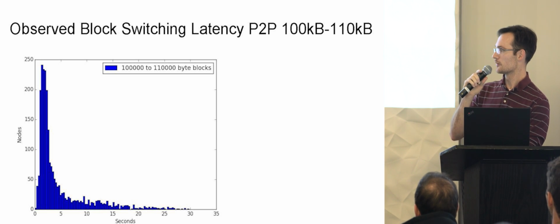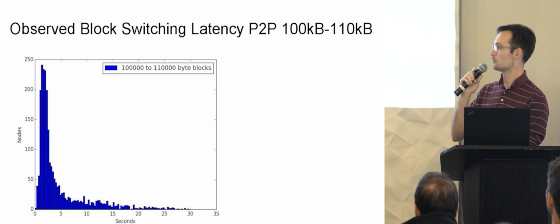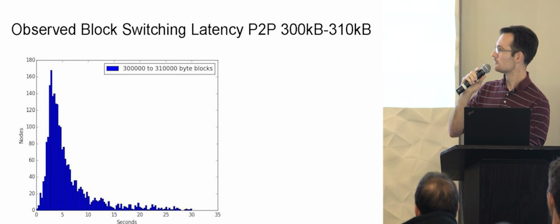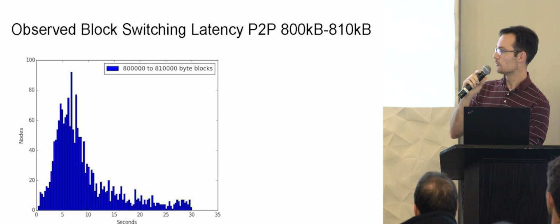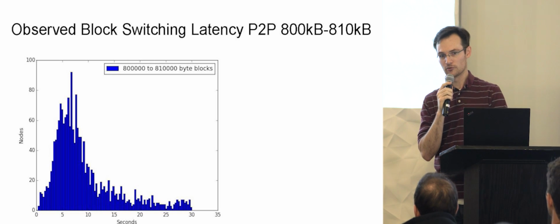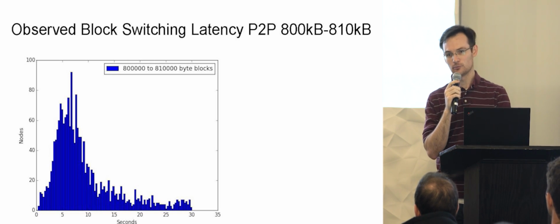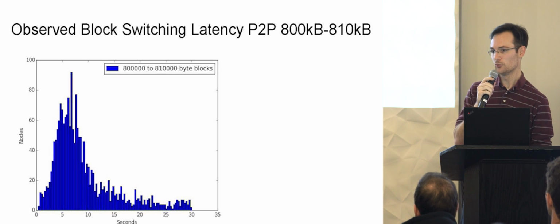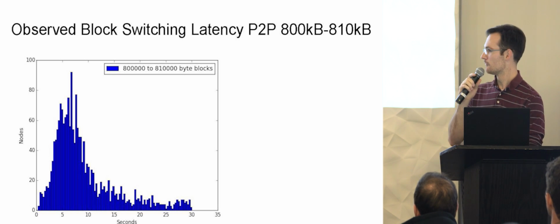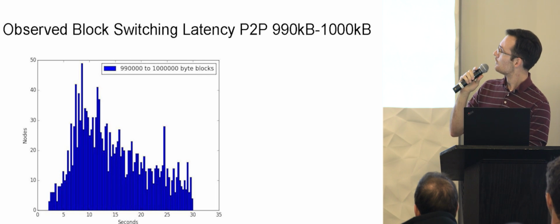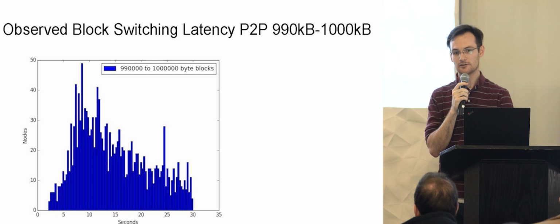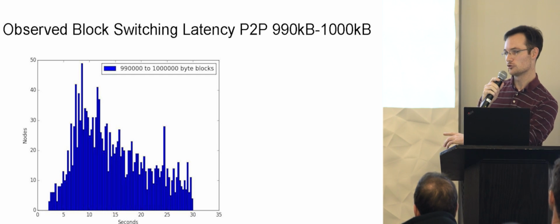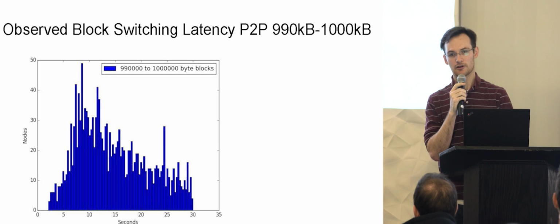But as the average block gets bigger, this starts to change pretty quickly. That's 300 kilobytes approximately, 500, 800. At this point, the vast majority of the network takes more than 5 seconds to even get the block, which means they are no longer even remotely competitive as a miner. So this is for the maximum size block. It's a histogram of the latency to get the block. As you can see, there are virtually no peers who end up with the block in under 5 seconds.